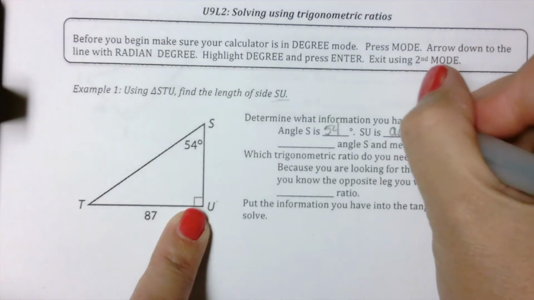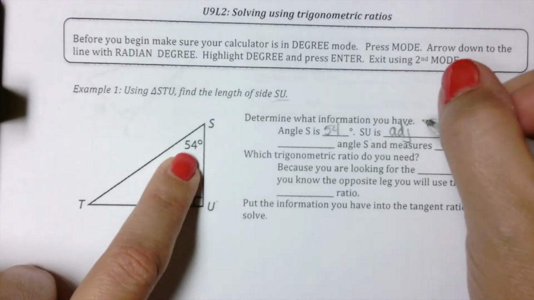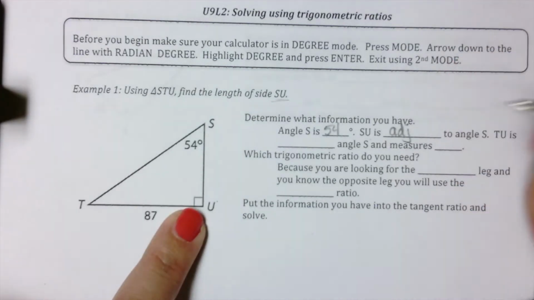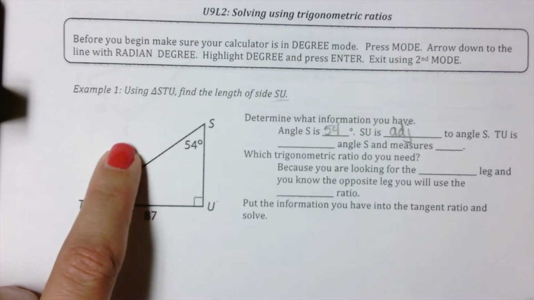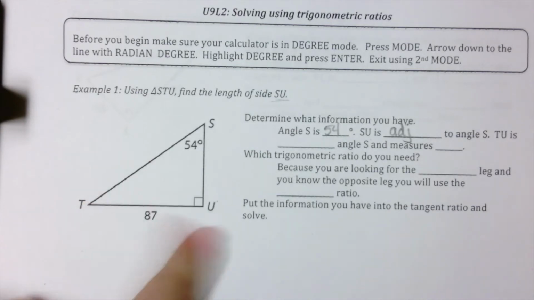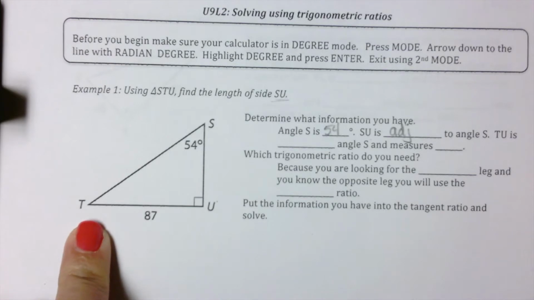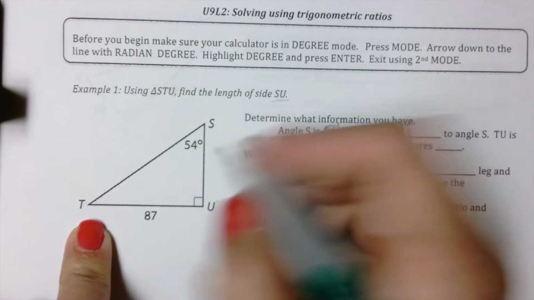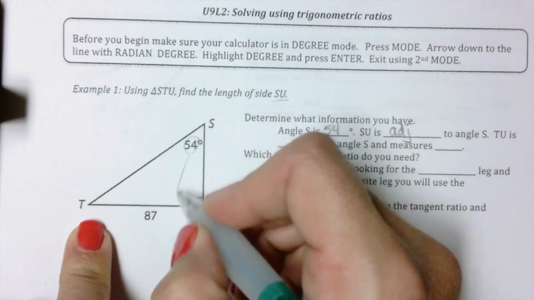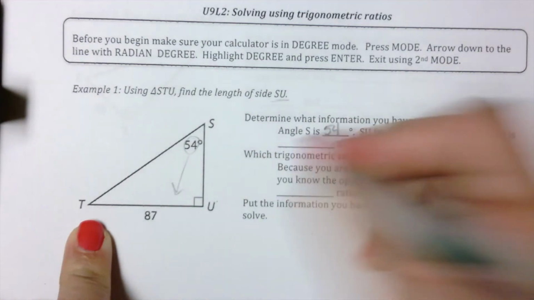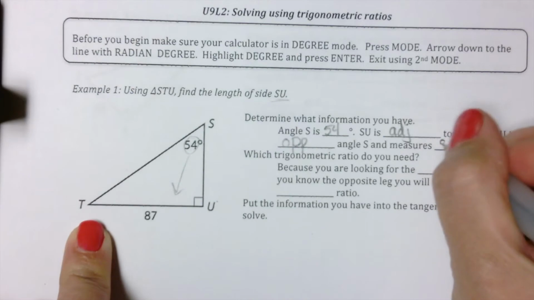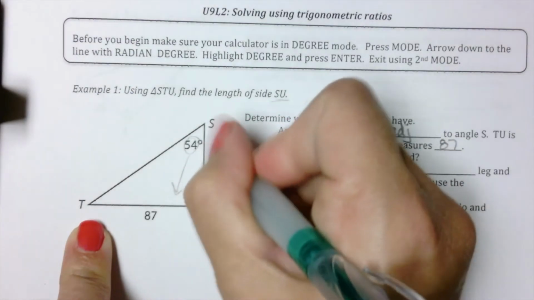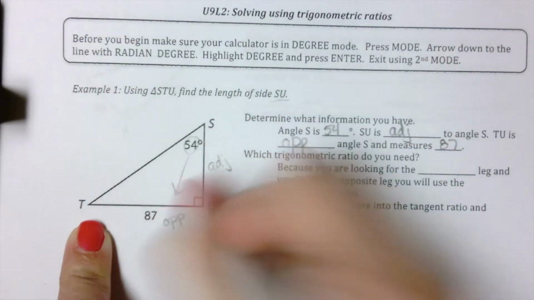My adjacent leg makes my given angle and the 90 degree angle at the same time. Remember, the hypotenuse is opposite that 90 degree angle. And TU over here that measures 87, TU is opposite because we're standing here. This is the other side of the triangle. So TU is the opposite leg and it measures 87. So let's go ahead and write adjacent and opposite here.